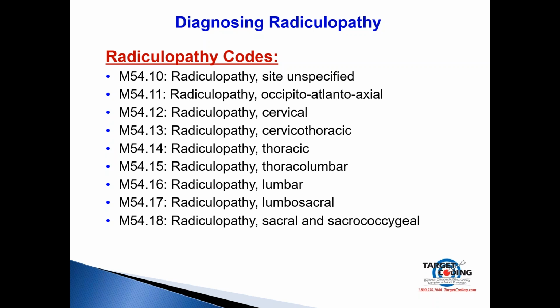So next, M54.11, that's radiculopathy at the occipito-atlantoaxial junction. M54.12, cervical radiculopathy, that's a pretty common one. M54.13, cervicothoracic. M54.14, thoracic radiculopathy. M54.15, thoracolumbar. M54.16, lumbar radiculopathy, that's a very common one that's used. M54.17, lumbosacral radiculopathy. And then we have radiculopathy all the way down at the sacrum and sacrococcygeal junction. That's M54.18.